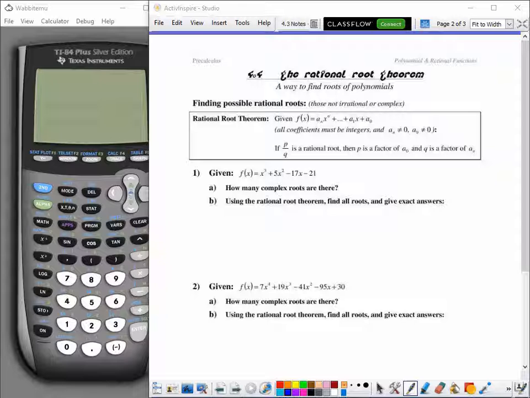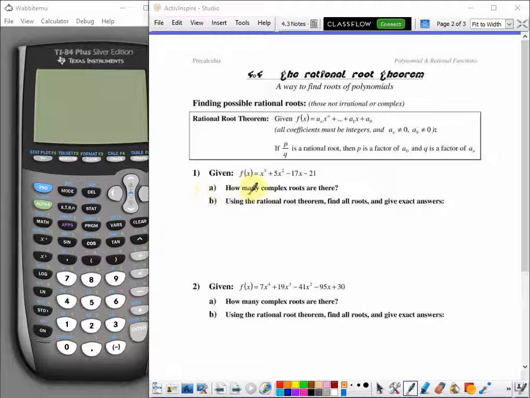For some of these, the rational roots might be it. For some of them, we might only find some of the roots to be rational, and others are irrational. But we'll start with finding the number of rational roots, or all the different possible rational roots.